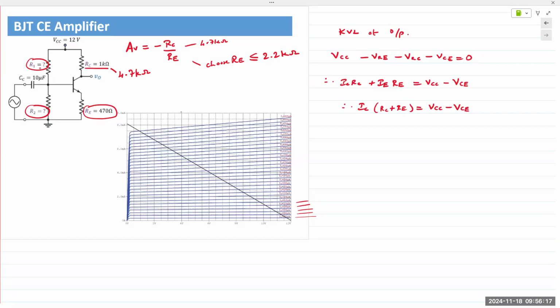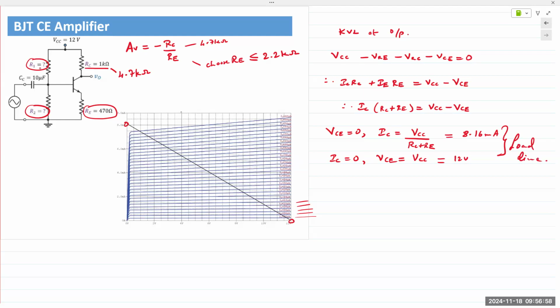To find the 2 points of the load line, if VCE is equal to 0, then IC is VCC over RC plus RE. And when IC is equal to 0, VCE is equal to VCC. In this case, for my example, IC comes out to be 8.16 milliamps, and VCE, of course, comes to be 12 volts. Those are the 2 points of my load line.